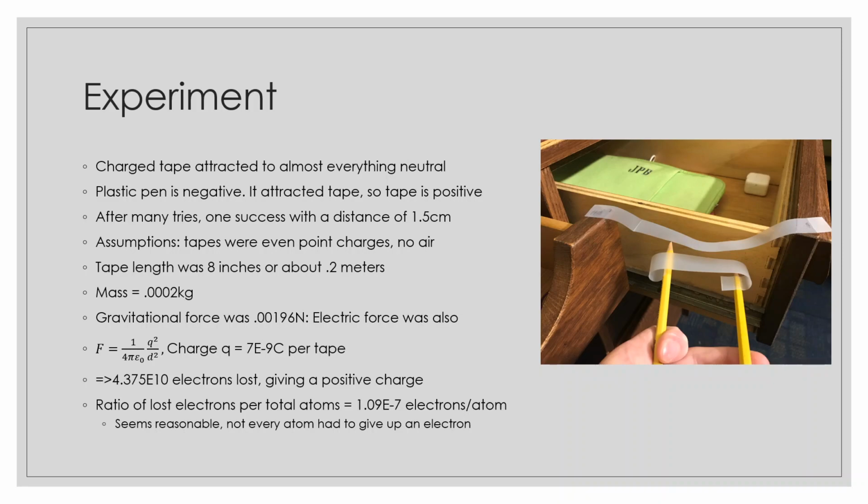So to find the ratio of lost electrons to total atoms, I had to make more assumptions, mainly that the atoms were evenly spread over just the surface of the tape and that the electrons left the atoms evenly. My tape area was about 0.004 square meters, or 4 times 10 to the 17 atoms on the surface. My ratio then was about 1 times 10 to the negative 7 electrons lost per atom, which means that not every atom gave up an electron. This is a pretty reasonable result to me, because if every atom gave up an electron, it would be a very significant change in the charge.